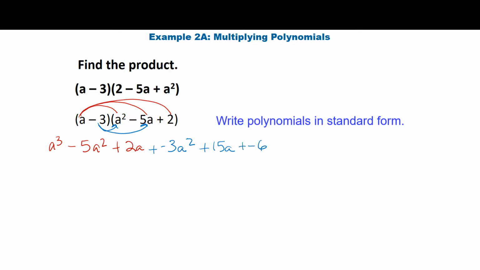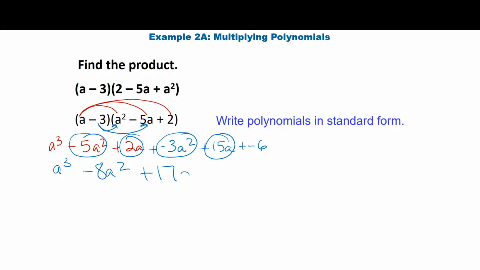Now we can go ahead and see if we have any common terms, which we do. Our a to the 3rd is just going to stay a to the 3rd. We have a negative 5a squared and a negative 3a squared, and that leaves us with a negative 8a squared. Positive 2a plus positive 15a equals a positive 17a, and then we have our negative 6, minus 6, and there's your final answer.